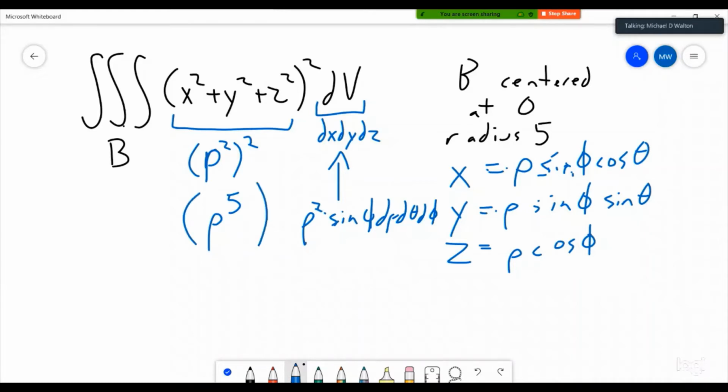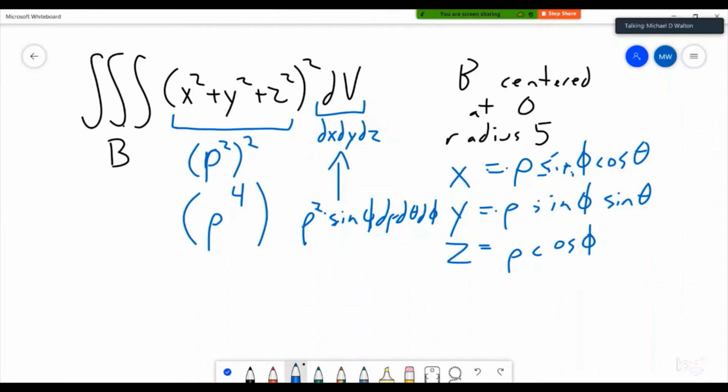Why is it rho to the 5th rather than rho to the 4th? You are right, that is a very bad verbal typo. It's the 4th. Thank you very much. So we get rho to the 4th times rho squared sine phi d rho d theta d phi.